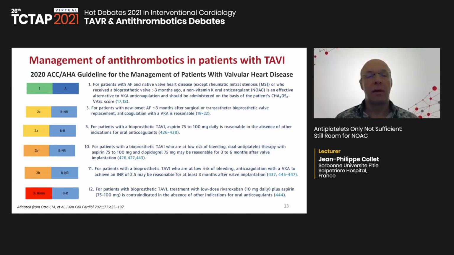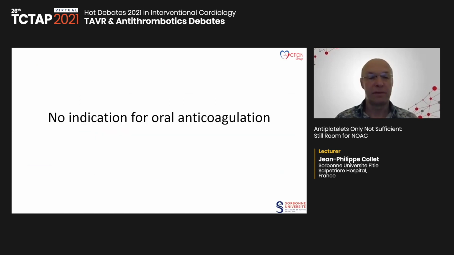Now, if we look at the recent ACC AHA updates, it is interesting that there is very little place for NOAC. And we know from GALILEO that low-dose rivaroxaban should not be used and is not recommended based on the GALILEO trial. But you see that in the other setting, even when oral anticoagulation is indicated because of concurrent AF, the use of NOAC is not recommended yet because of the lack of evidence. Now let's see what we have there.